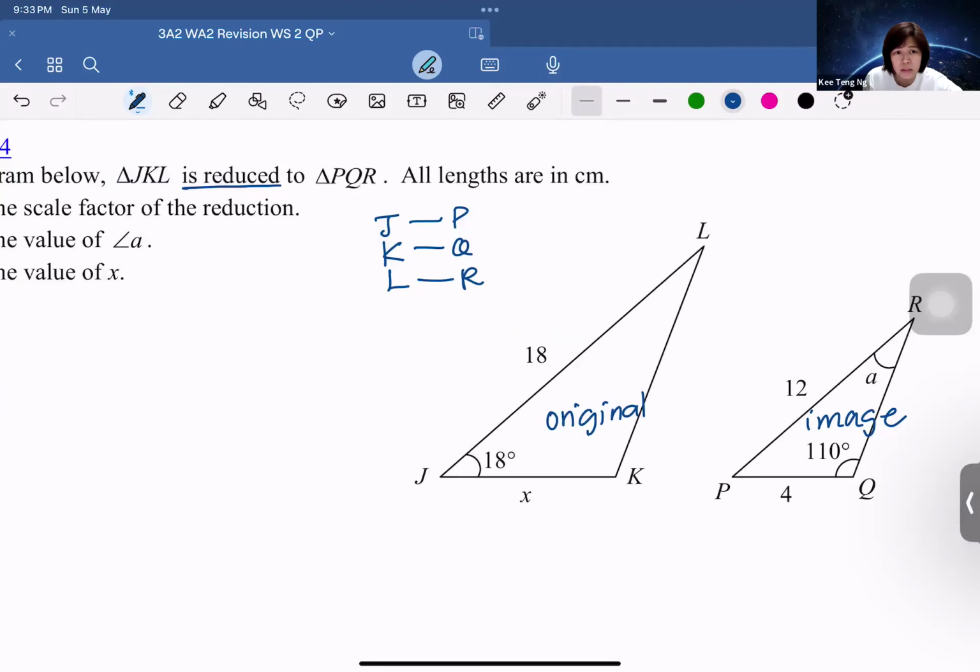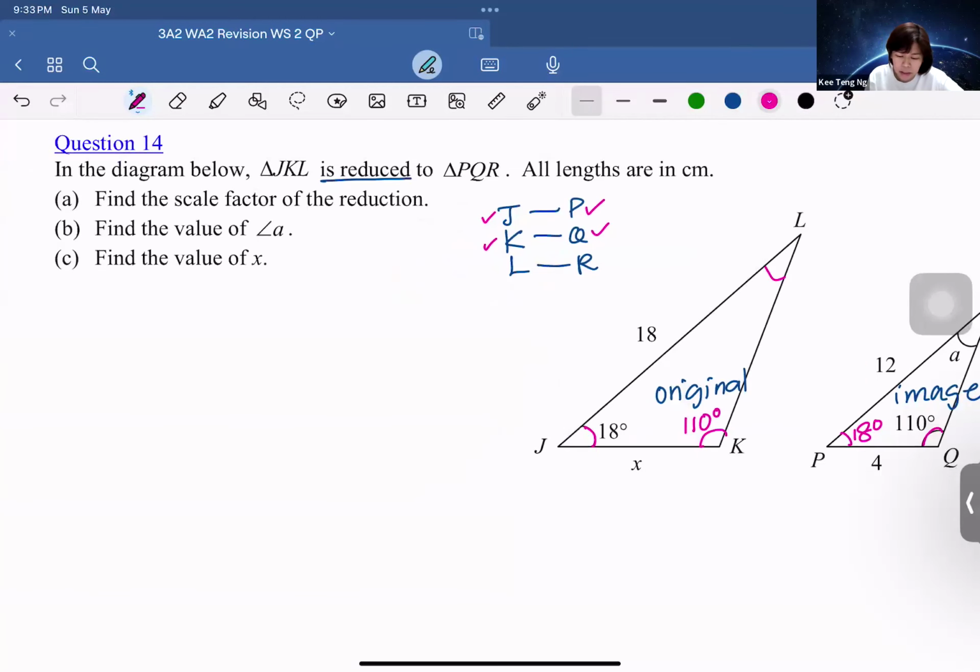The shape is the same, so the angles are the same, but the ratio of the lengths is different. Let's find the angle. Angle Q here is 110. Angle Q matches with angle K, so this will be 110. Angle J matches with angle P. This one is 18, so this one will also be 18 degrees. Last but not least, this one will be the A.